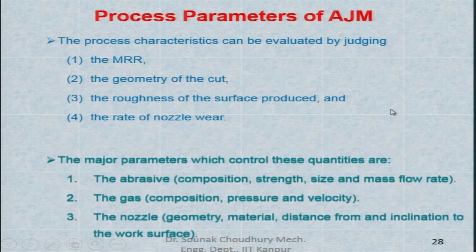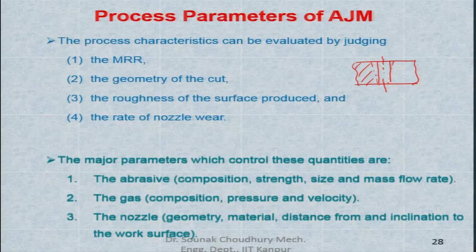Now, the process parameters of abrasive jet machining. The process characteristics can be evaluated by judging the material removal rate, the geometry of the cut, the roughness of the surface produced, and the rate of nozzle wear. How the process is going, how much is the material removal rate, what is the geometry. Suppose we have to make a hole, whether it is an absolutely straight hole or a little tapering away. So, what is the quality of that?